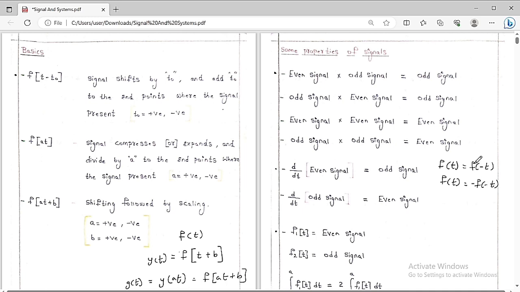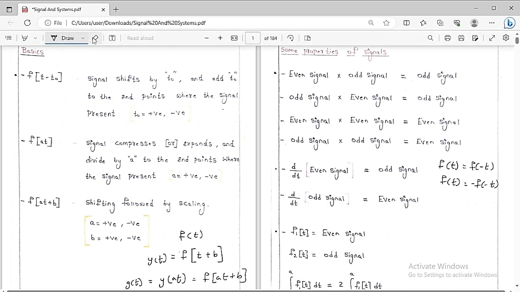So always remember, an even signal means f of t is equal to f of minus t. An odd signal means f of t is equal to minus f of minus t. Sorry, listen carefully. What is the meaning of even signal? Even signal means f of t is equal to f of minus t, and odd signal is very simple. I have written it with a somewhat different form, but finally you may be able to understand what I am trying to tell you.